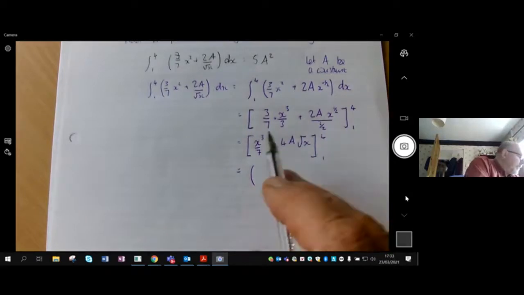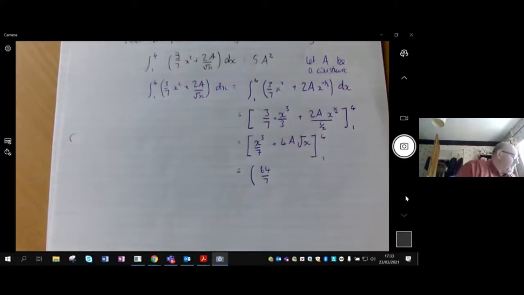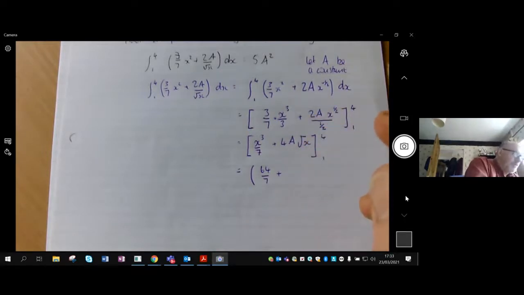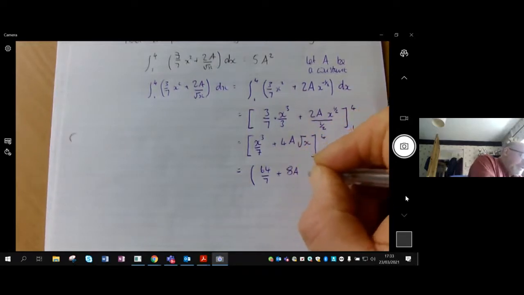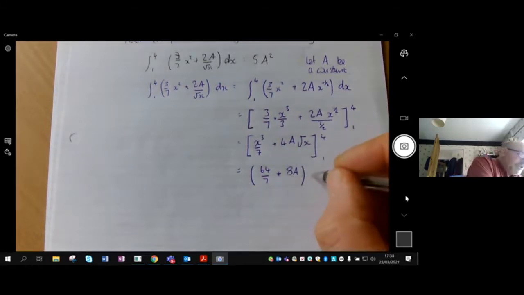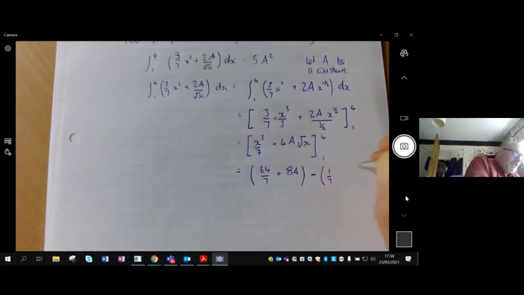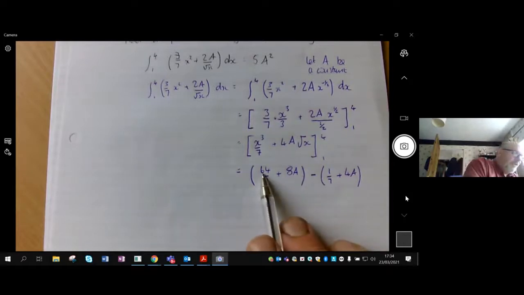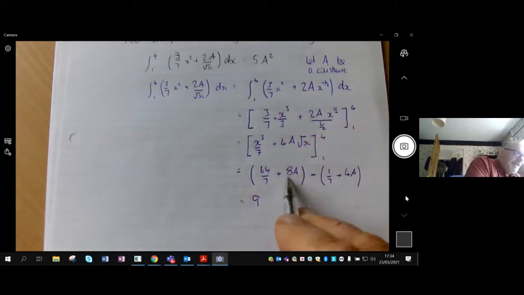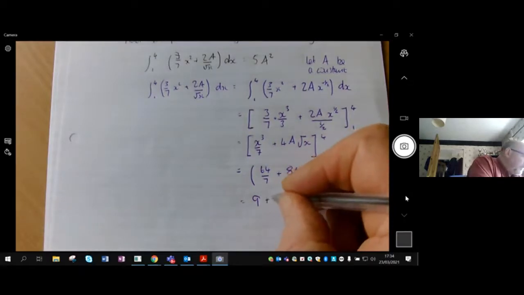well, 4 cubed is 64. 64 over 7 plus 4a times root 4 is 2, so that's 8a. Sorry, made a mistake. Oh, 8a. Sorry, no, not made a mistake. 8a, that's right. I looked at the wrong line of my solution. So, say that again. Square root of 4 is 2. 2 times 4 is 8. 8a minus 1 7th plus 4a. And they're always going to give you nice numbers that work out. And that will be 64 over 7 minus 1 over 7 is 63 over 7, which is 9. So 9, and 8a minus 4a is plus 4a.